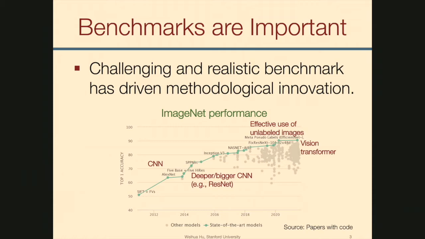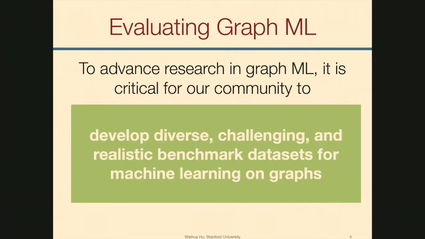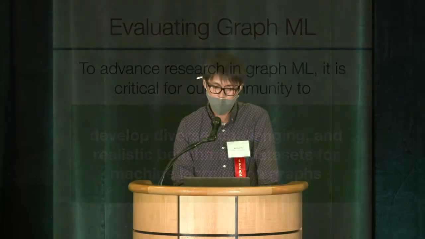So from this history, we learned that in order to evaluate machine learning on graphs, and in order to advance the research in machine learning with graphs, it is critical for us to develop diverse, challenging, and realistic benchmark datasets for machine learning on graphs.